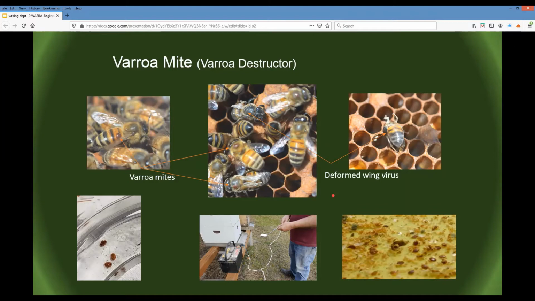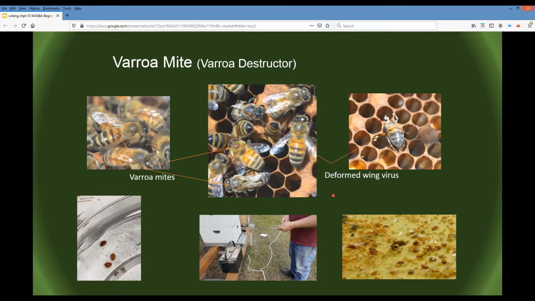And just a couple of other things to keep in mind. This mite is actually detectable with the naked eye. So it's not like you need to have a microscope out in the field trying to look when you do these tests to see if you have mites.